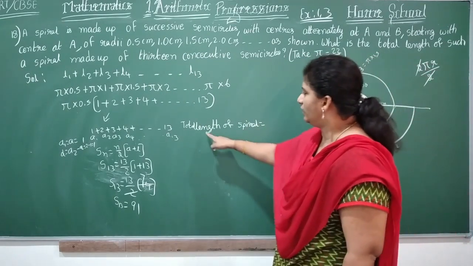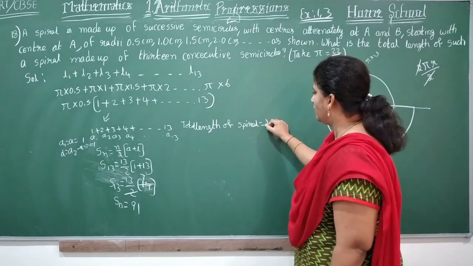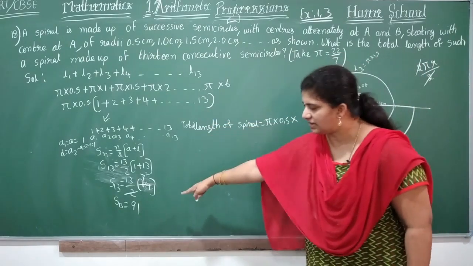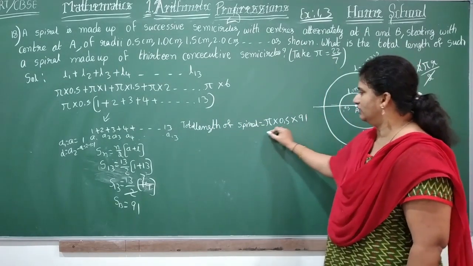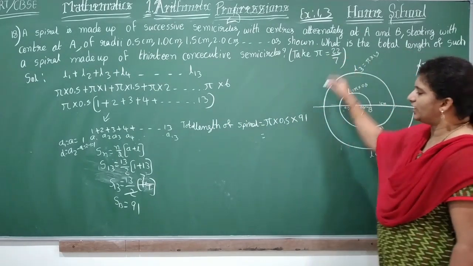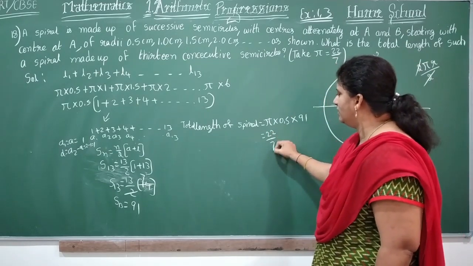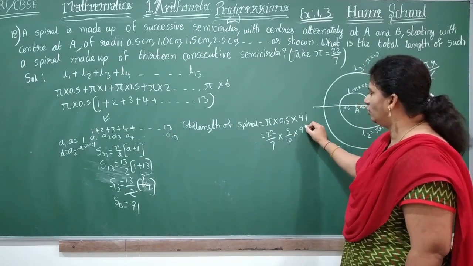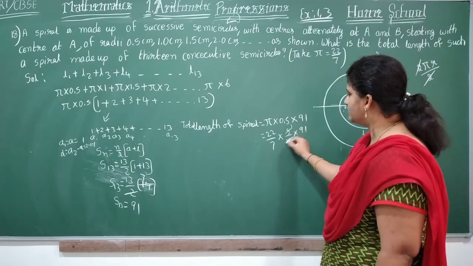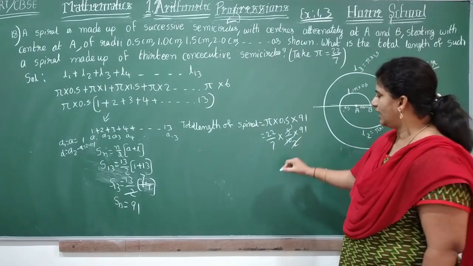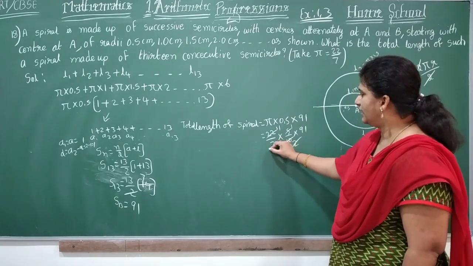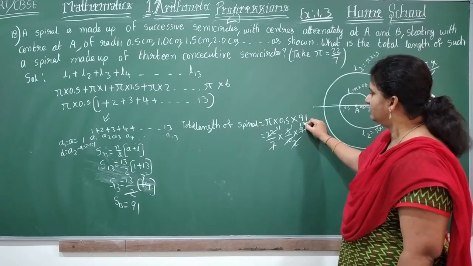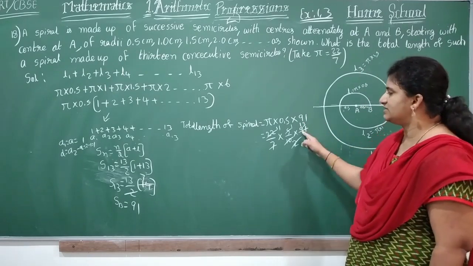Okay. So here total length of spiral is equal to pi into 0.5 into, what is this answer here, children? 91 you write here. Pi value, what is your pi value? 22 by 7. And what is 0.5? You can rewrite it as 5 by 10 into 91. So 5 ones are, 5 twos are. Then again 2 11s are. Then look here, this one also will be cancelled. 7 ones are 7, 7 13s are 91.